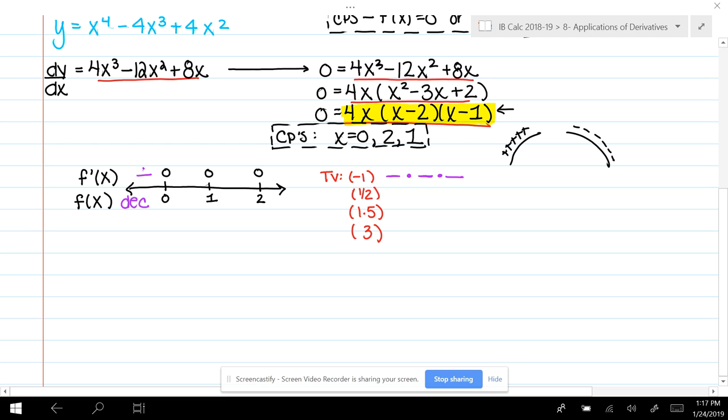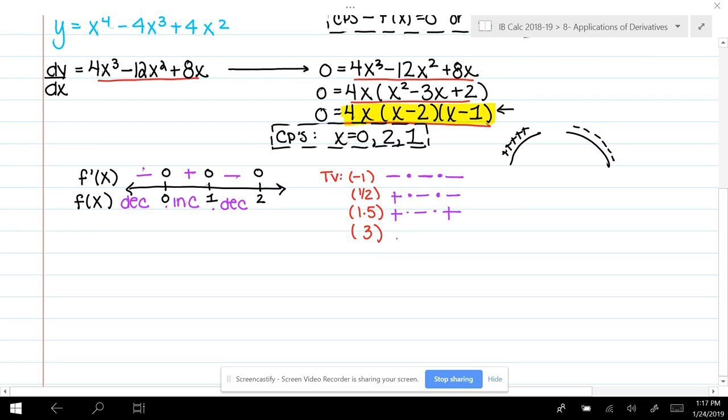Okay. Now if I sub in positive 1/2, which is between 0 and 1, 4 times 1/2 is a positive, 1/2 minus 2, it's a negative, and 1/2 minus 1 is also a negative. Positive times 2 negatives gives me a positive, which means my function is increasing between 0 and 1. All right, so 1.5, positive, negative, positive. So this will give me a negative.